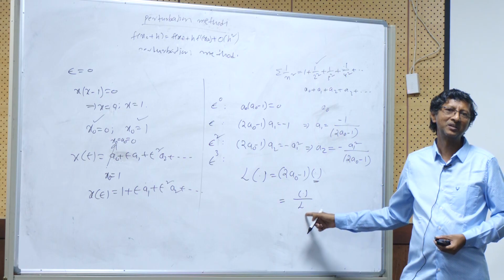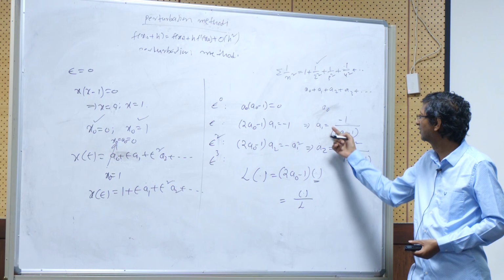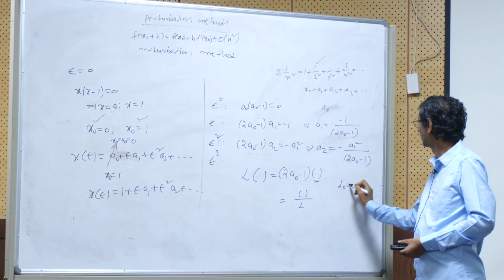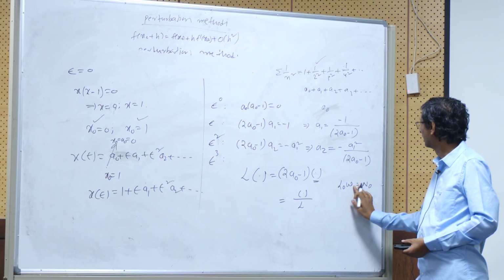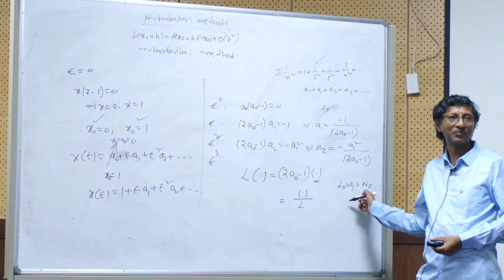Are you able to catch this point? Accordingly, you can find out what the values coming here are: A2, A3, A4. For example, if you have L0, W0 equal to N0, or if you want, this is L0, W1 equal to N0. This is a differential equation.